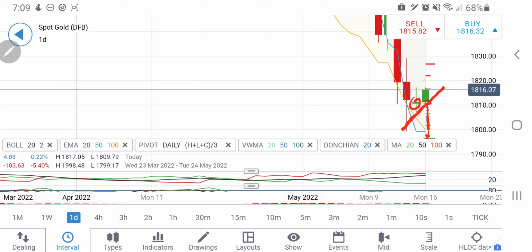At the same time, see, it is trying to create a double top here, but possibly once it goes past 1820, one can consider that it may try to fly high towards 1828, 30 and 36 zones. So I'll be watchful of that.